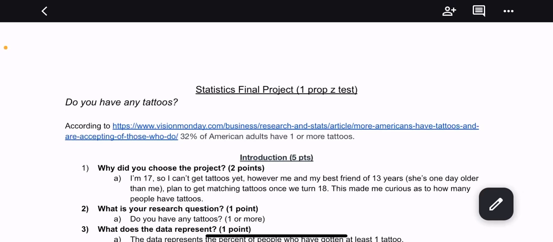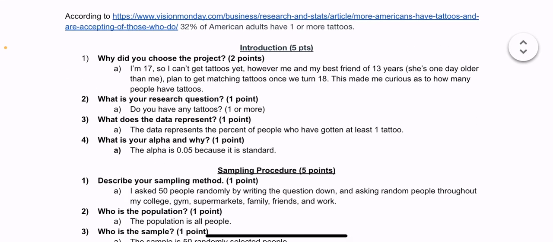Alright, this is my statistics final project. I chose a 1 prop Z test. My question is, do you have any tattoos? I chose this project because I'm 17 and I can't get tattoos yet. However, me and my best friend want to get matching tattoos when we turn 18, and this made me curious as to how many people have tattoos.